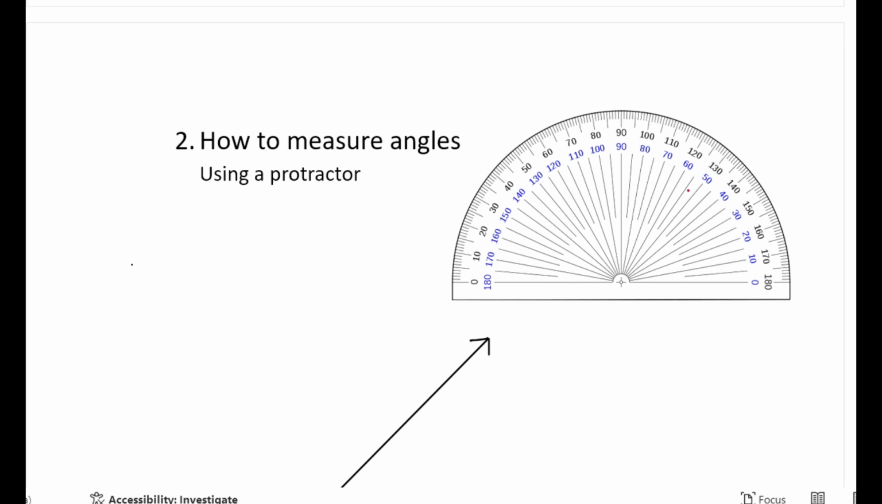Now if you want to measure it beyond a certain limit, you'll need a complete circular tool, wherein all the degrees up to 360 degrees are mentioned. This one here is just till 180 degrees. You can also use this to measure your reflex angles, that is angles beyond 180 degrees, via a certain method. I'll show that to you later on.